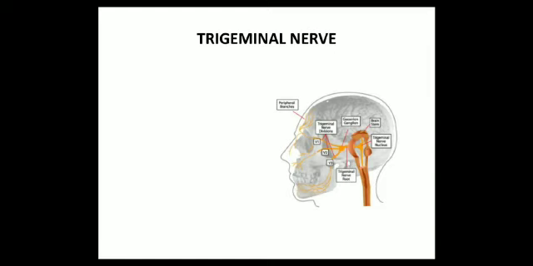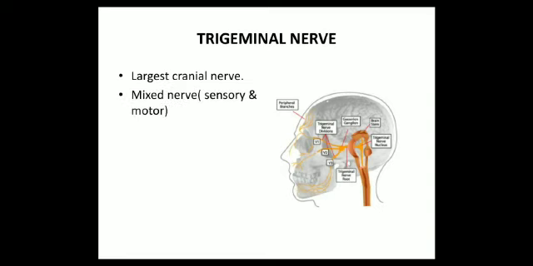So, now we will discuss about the trigeminal nerve. So, it is the largest cranial nerve and it is a mixed nerve, that is it is having both sensory and the motor component. The upper two divisions, ophthalmic and maxillary divisions, are sensory, whereas the largest branch, that is mandibular branch, is the mixed nerve.